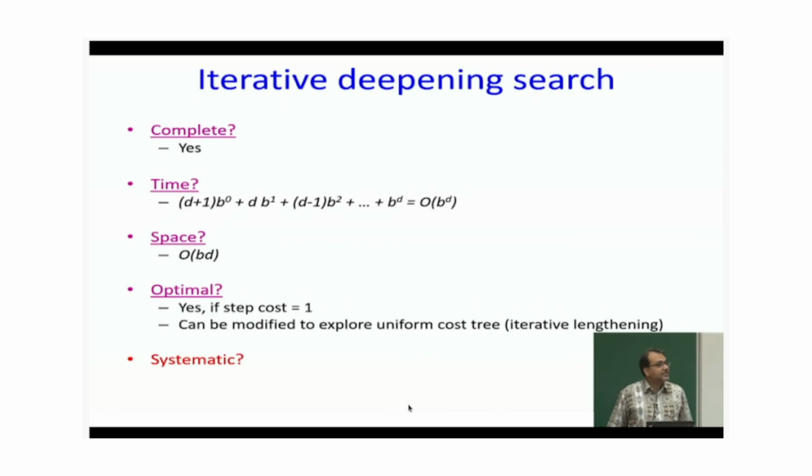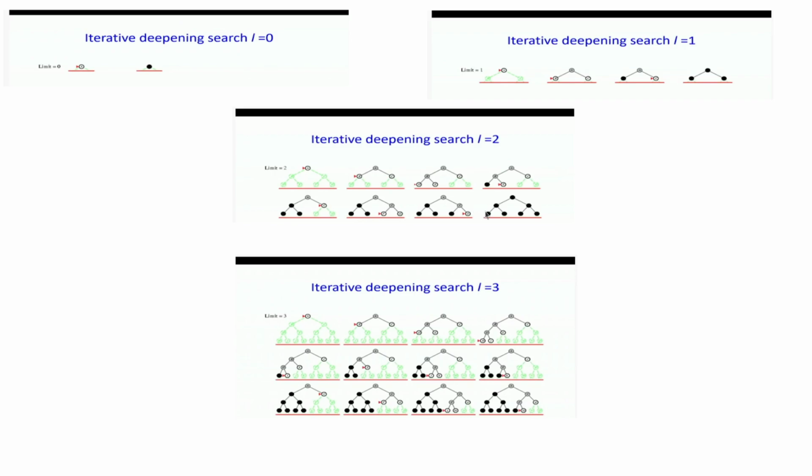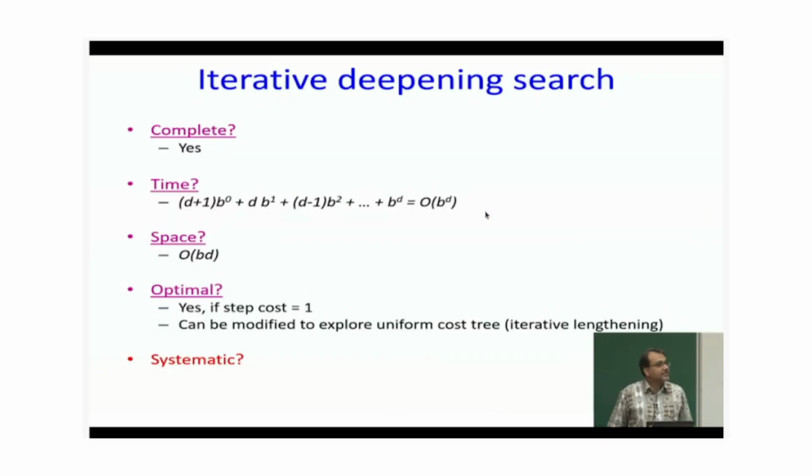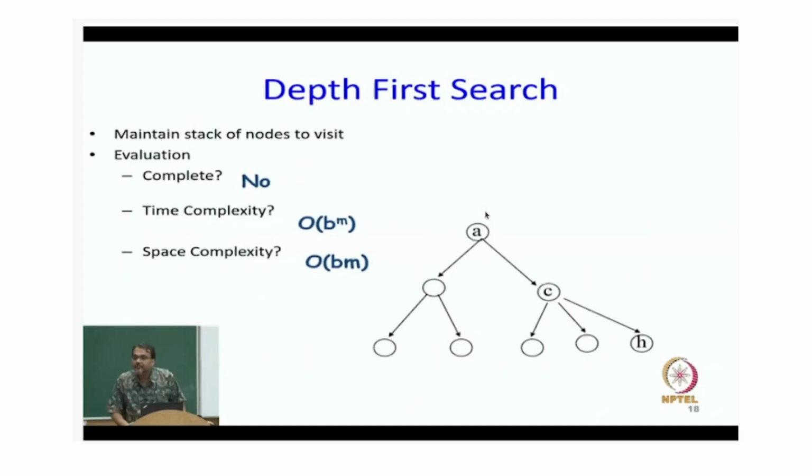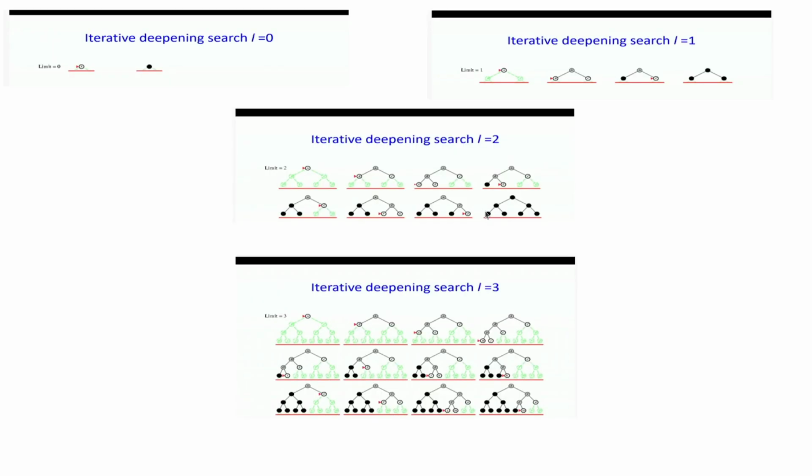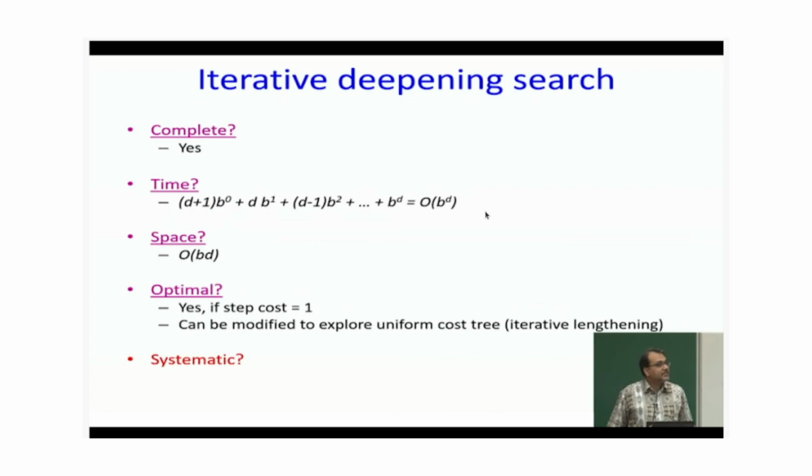Is it a complete algorithm? Meaning if there is a solution, will it find the solution every time? Yes, it is, because if you see, it is quite analogous to DFS with some additional constant. Sorry, I made a mistake there. DFS is not complete: if there is a solution, we cannot guarantee that every time you will get the solution. But iterative deepening is complete. If there is a solution, it is guaranteed to converge there. It will guarantee to reach there.